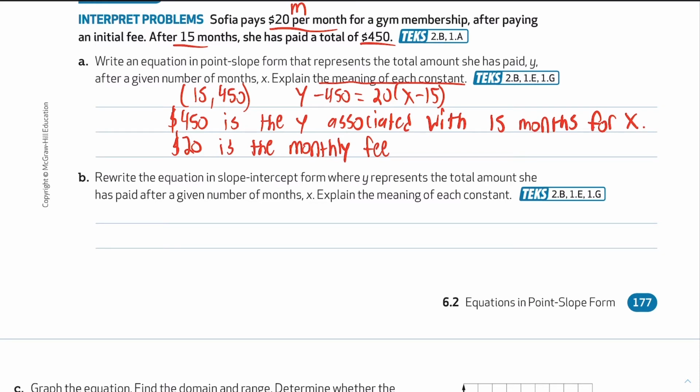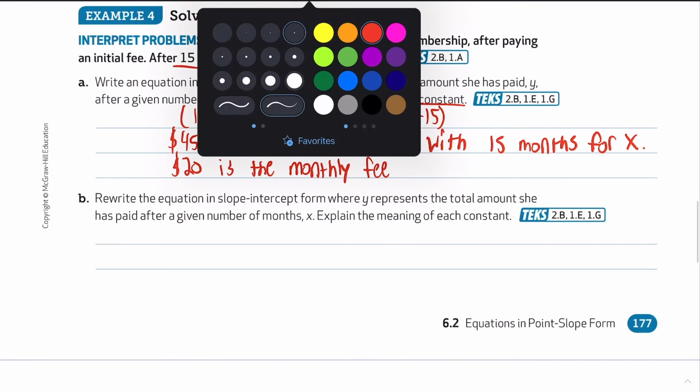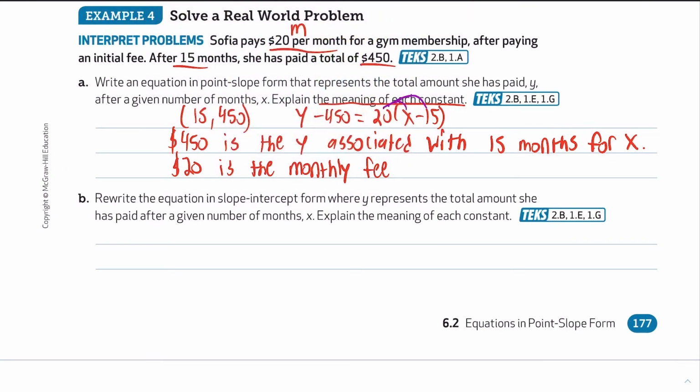Then it wants us to rewrite the equation into slope-intercept form. So we have done something like this before. We'll distribute the 20. Our step is going to be distribute the 20 and add the 450. So y equals 20x minus 300 plus 450. I could do 15 times 20 really easily because I'm used to not using a calculator. 20x plus 150 is the equation.